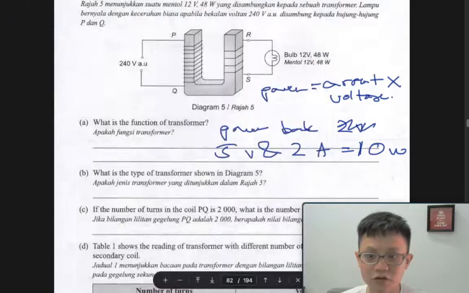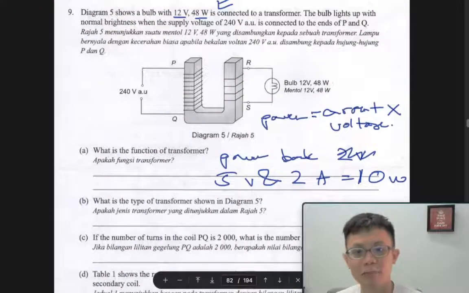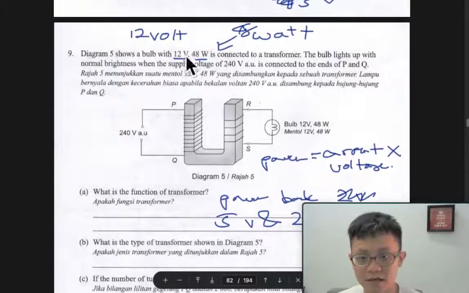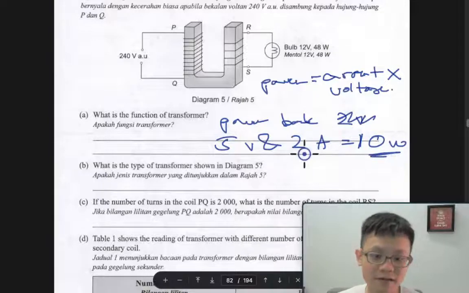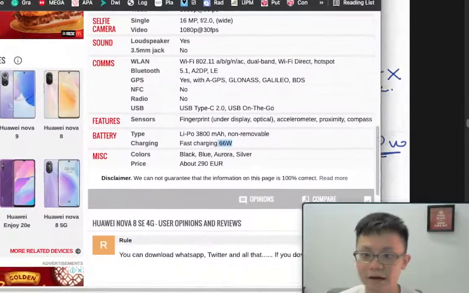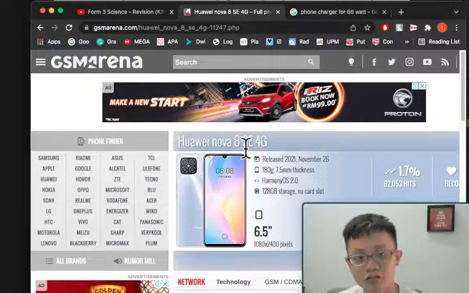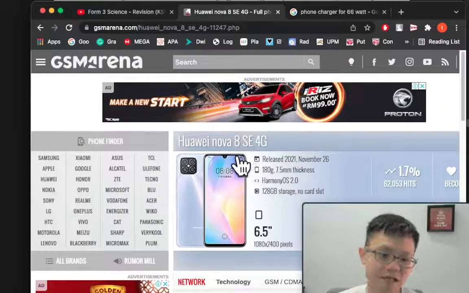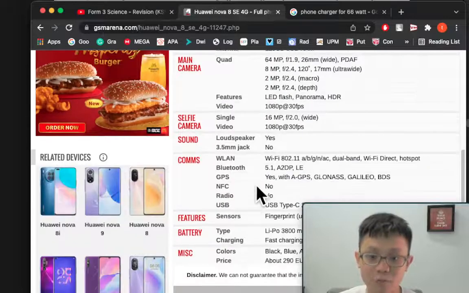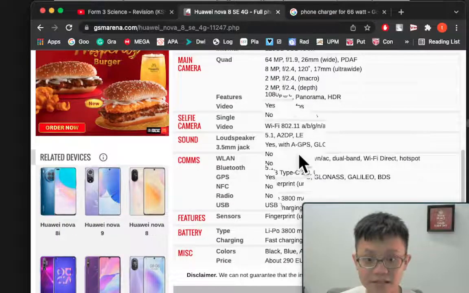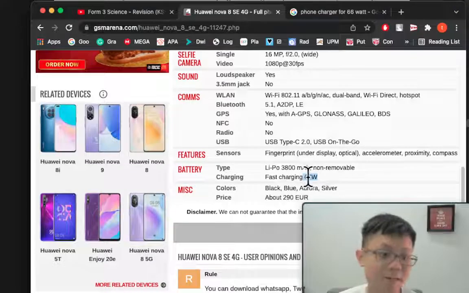Because if you want to use the old power bank, like I got the old power bank, the old power bank is usually just 5 times 2, so it's 10 watt. So if you use the power bank to charge this phone, no use. You want to charge this Huawei Nova 8SE 4G, you can charge the phone but very slow, because it can go up to 66 watt, fast charge 66. It depends on your phone.